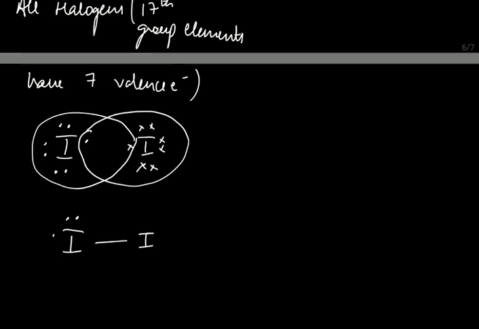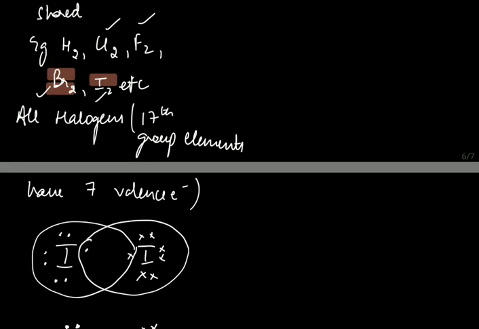And if you count, how many lone pairs do we have? We have a total of 6 lone pairs, so 3 on each iodine atom. You can try for bromine, chlorine, fluorine, all these 4 elements on your own. Hydrogen we have already done.